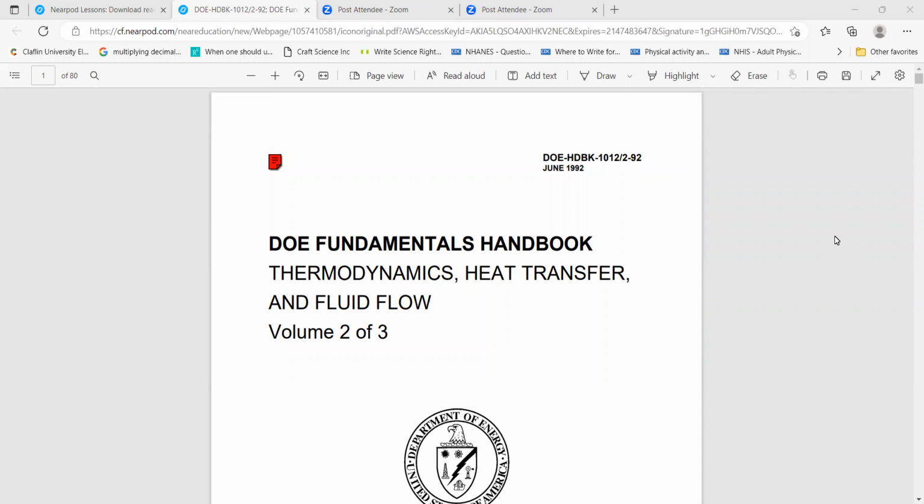So welcome back. We are going to go through the DOE Fundamentals Handbook, Volume 2 of Thermodynamics, Heat Transfer, and Fluid Flow.